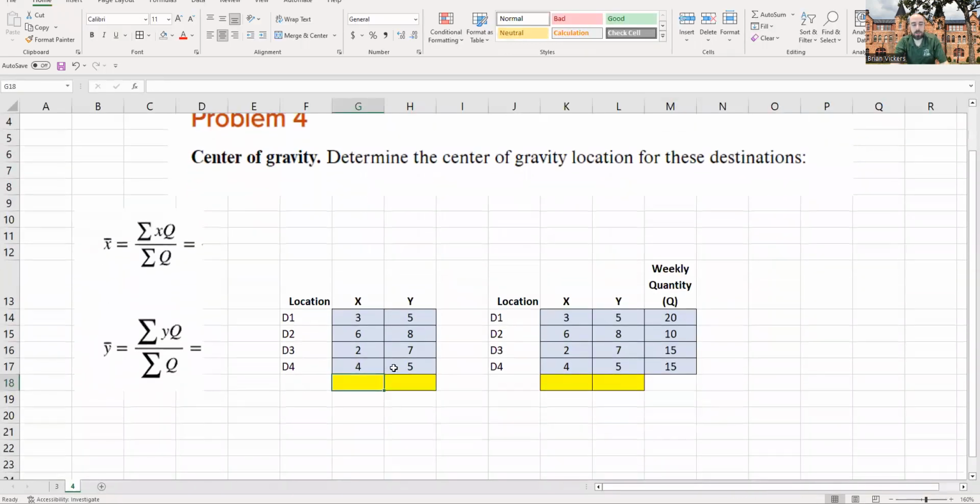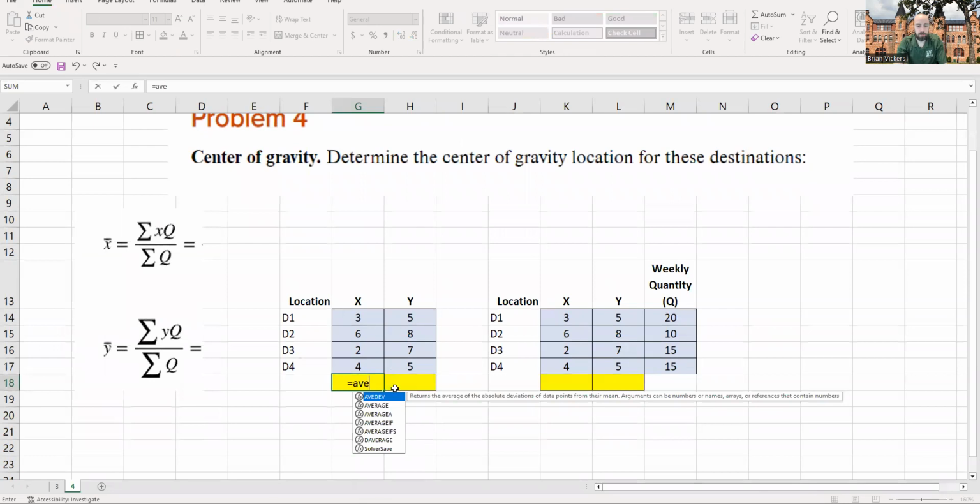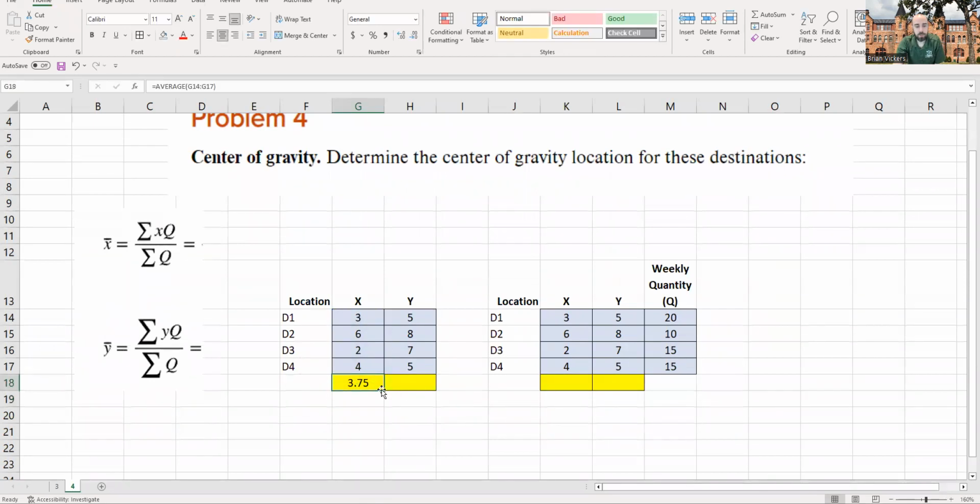So for Excel, very easy, equals average of these 4 numbers, and then copy it over. I'd be done with that problem right there if I had that on a problem set. So very easy to do. I should locate my facility at 3.75 on the X coordinate and 6.25 on the Y coordinate.